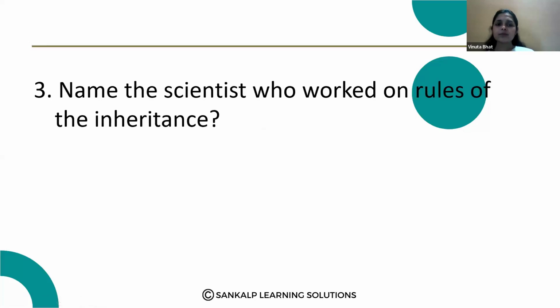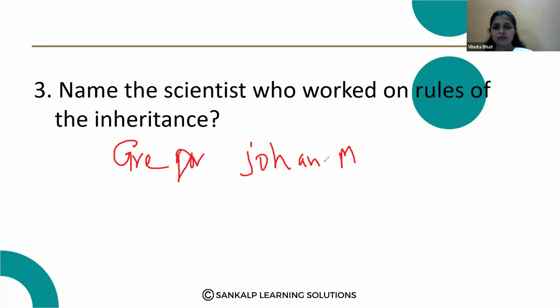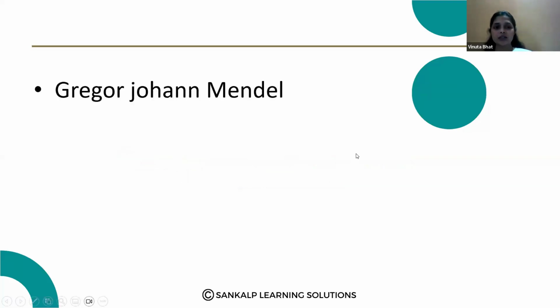Next question. Name the scientist who worked on rules of inheritance. The scientist's name is Gregor Johann Mendel. Gregor Johann Mendel worked on the rules of inheritance. Please remember the name of the scientist.